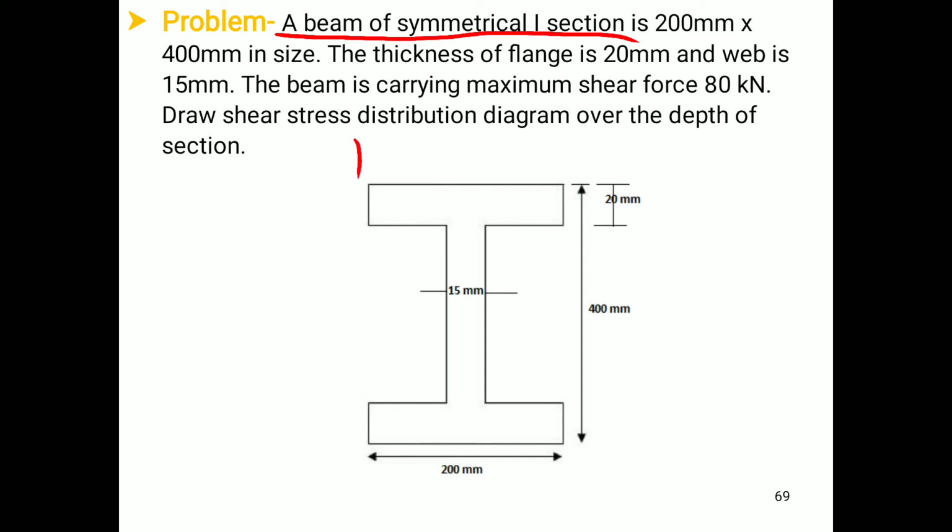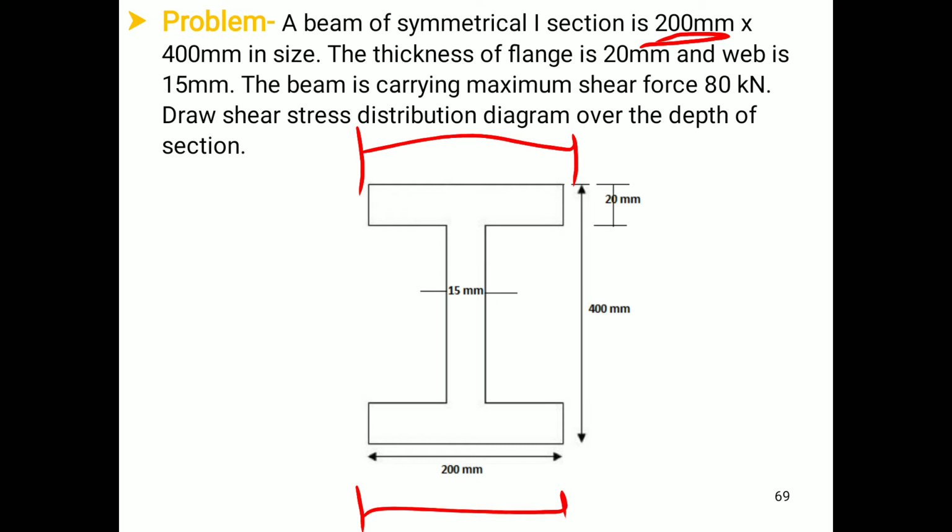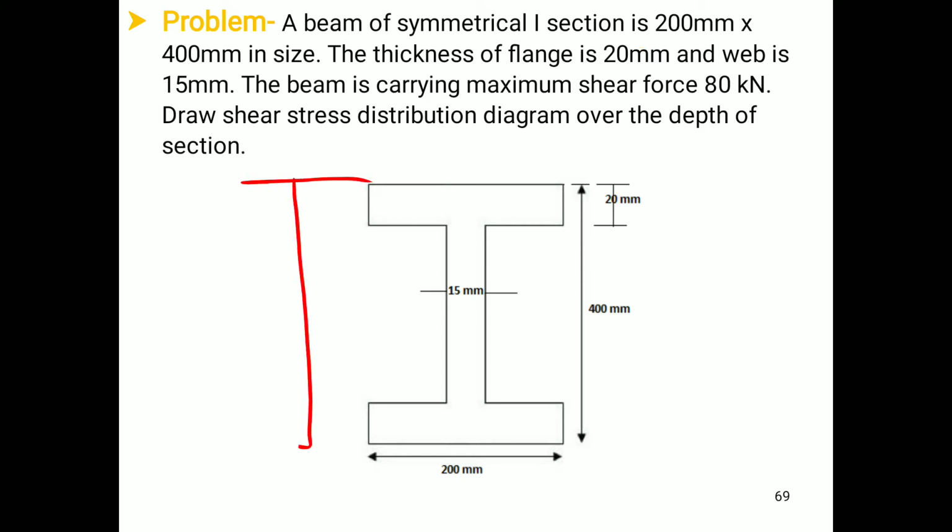So we have a beam of I section which is 200 mm. 200 mm means the width of the flange is 200 mm. It is already shown over here. The width of the flange is 200 mm, whereas the depth is 400 mm. Therefore total depth including the flange plus web is 400 mm and it is already shown over here.